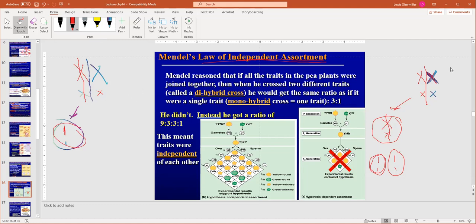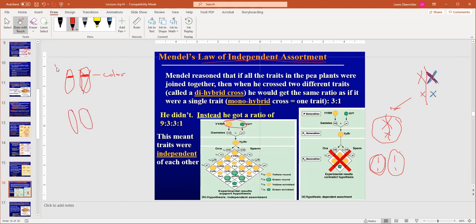Let me do it this way. Let's say I'm just going to draw two chromosomes. One is from mom, one is from dad. They're on a locus, right? Where it's located on that chromosome is a gene. And we're going to stick with Mendel's thing. Mendel did seed color, and it was either yellow or green. So let's just say that this is for seed color. Does that make sense?